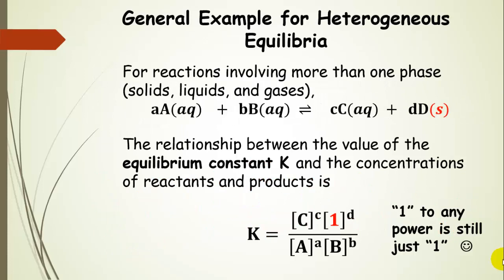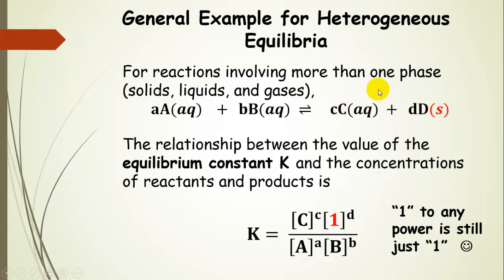So how does this work? Let's look at our generalized reaction that we've looked at before. Both reactants are aqueous and one of our products is aqueous. Our other product is a solid. So how would we write the equilibrium constant expression?